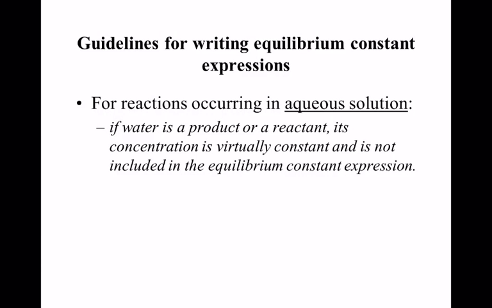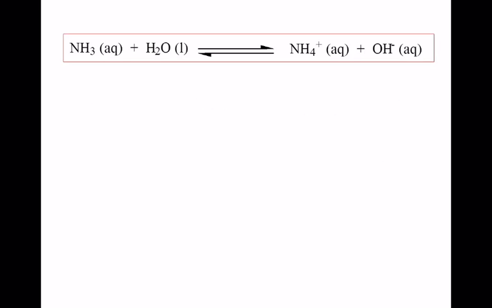So, tricks or things to keep in mind when you're writing your equilibrium constant expressions. That's kind of the theme of what we're doing here. If your equilibrium is occurring in water, in aqueous solution, and you have water as a reactant or product, it goes away. So it kind of looks like this. It does not appear in your equilibrium constant expression.